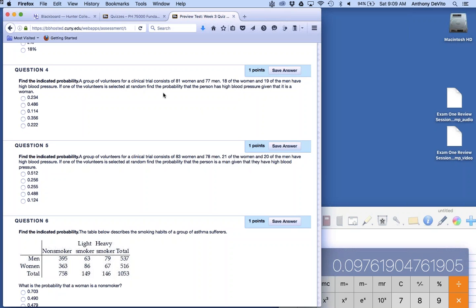Okay, so we're only interested in the women, right? So if we're only interested in the women, it's a conditional probability, given that they're women. The trial had 81 women in it, and 18 of the women had high blood pressure. So right off the bat, I could say the proportion of women that have high blood pressure is 18 out of 81, 18 divided by 81.